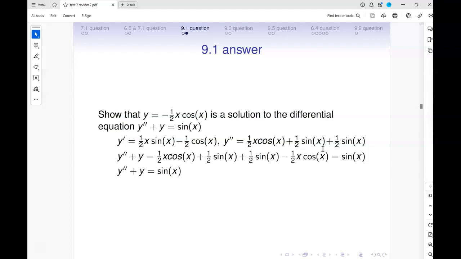Wait, so the derivative of cosine is negative sine, right? Correct. That's why it became positive on the first derivative. Cool so far? So I did a product rule again here. The derivative of sine is cosine. The derivative of x is just 1. And then I did the derivative of this. The derivative of cosine is negative sine. So the negatives canceled and turned into a plus.